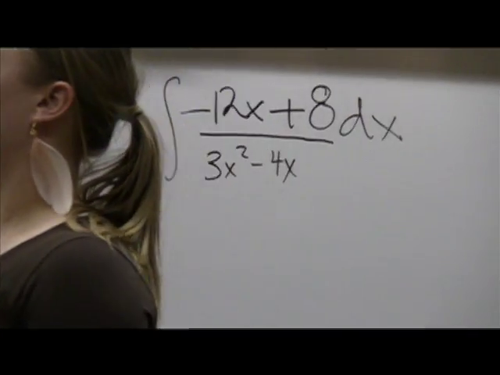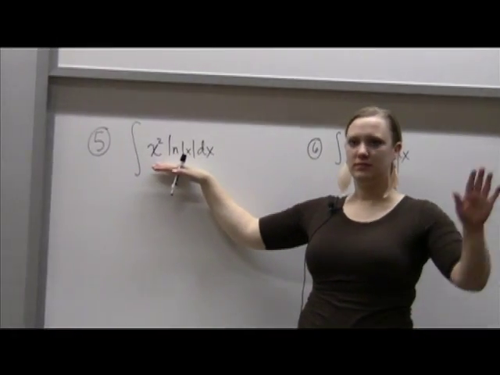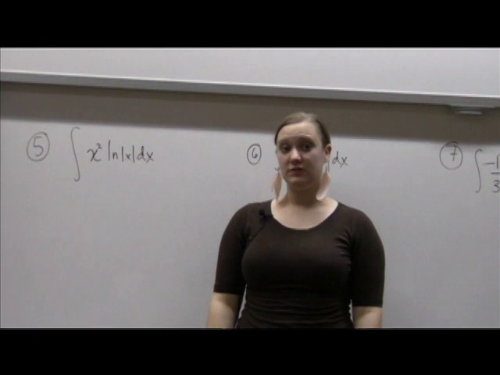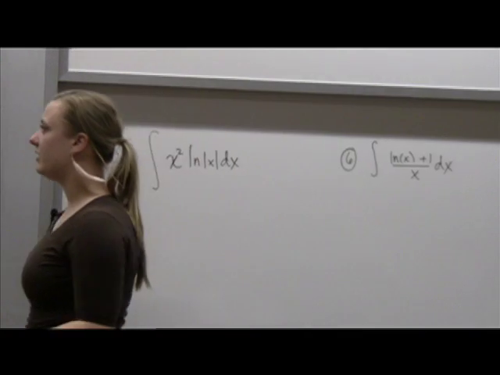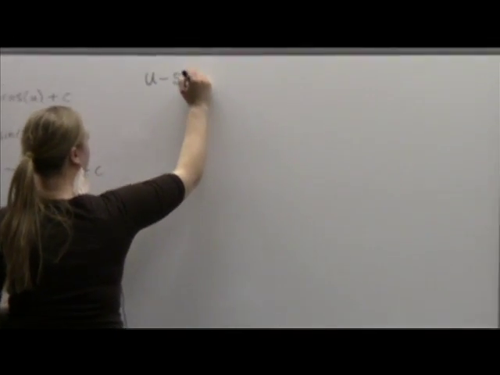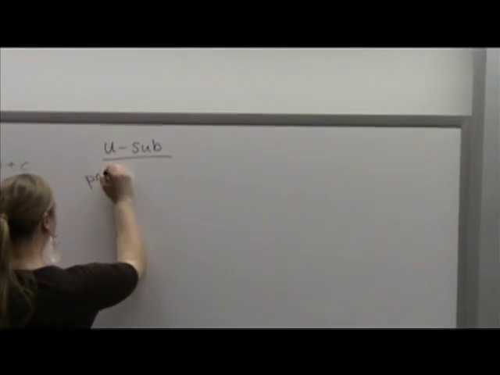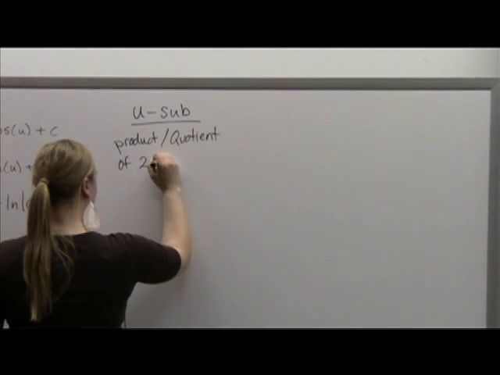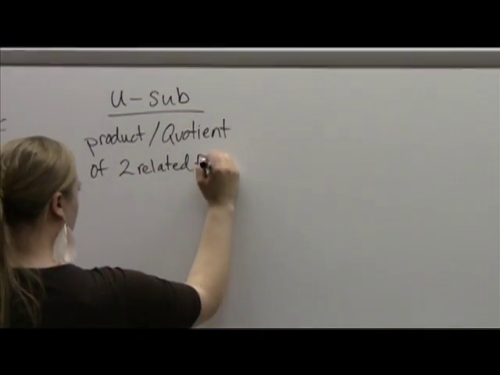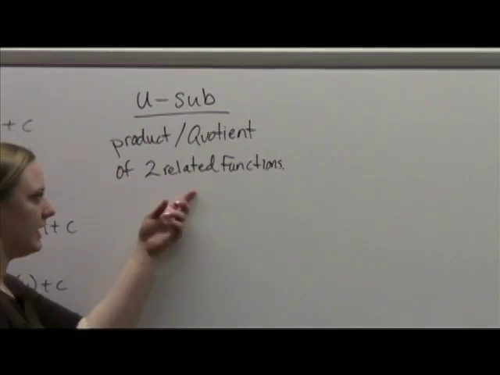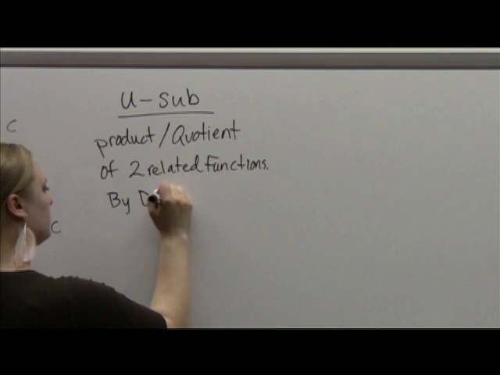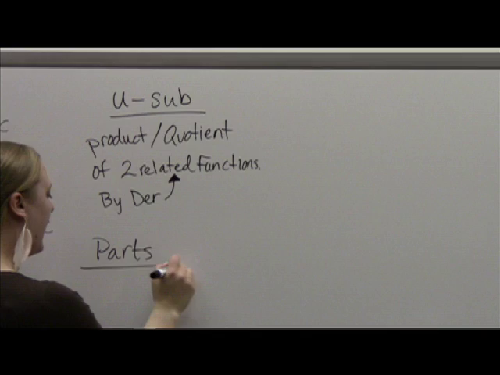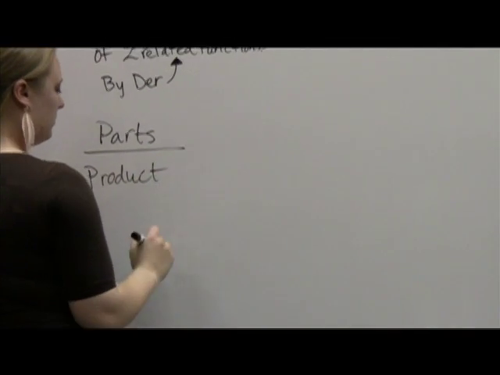Cool. Okay. First of all, who thinks it's u sub? Who thinks it's parts? Who doesn't know how to tell? Okay, how you tell the difference is, u sub, let's write it down. This is important enough to write down. U sub, you're looking for a product or a quotient of two related functions. They're related by the derivative. Make sense? Parts has to be a product, and they're not related.